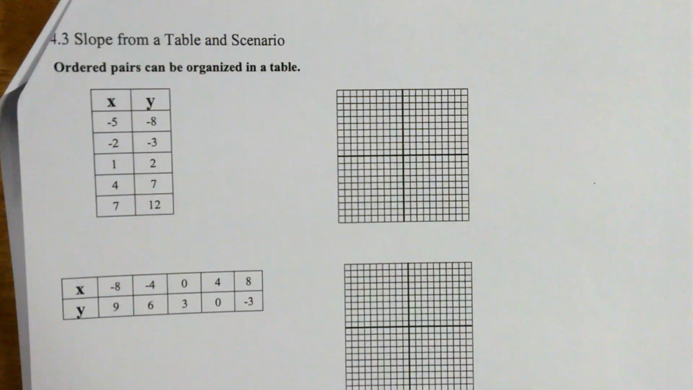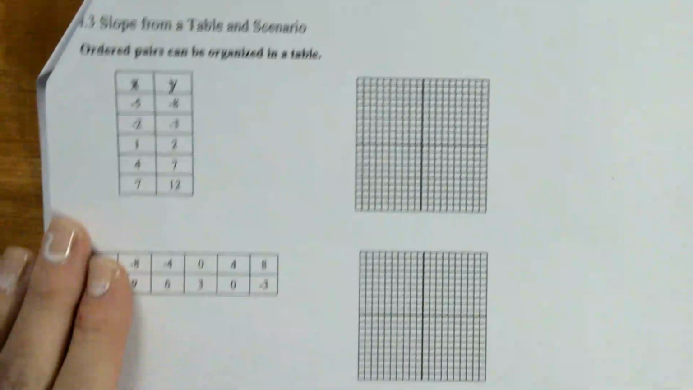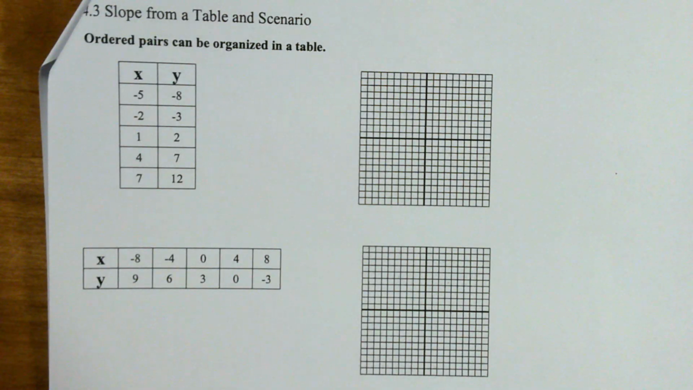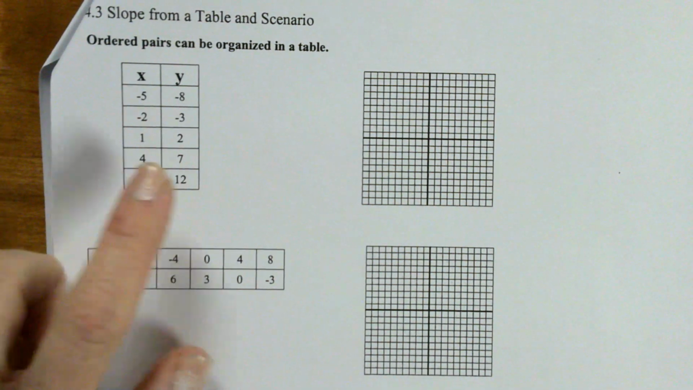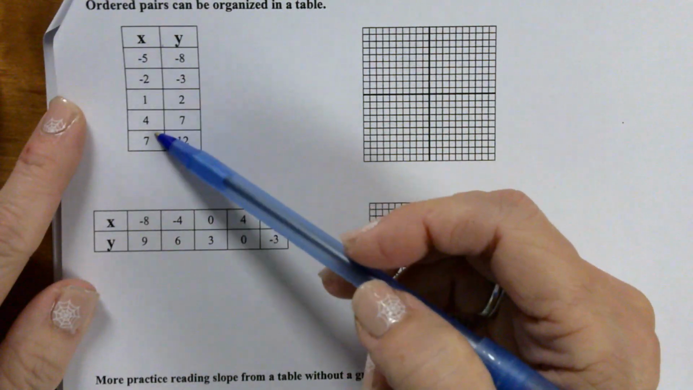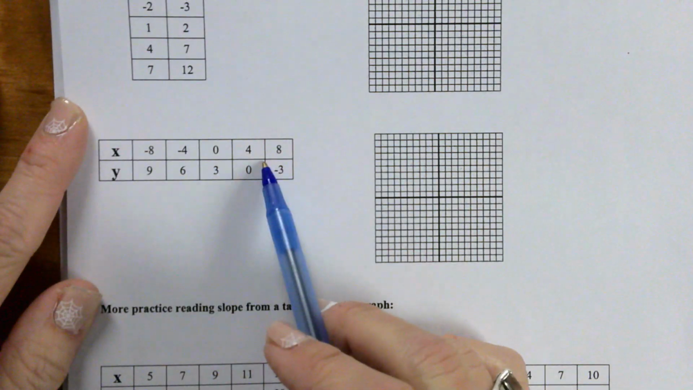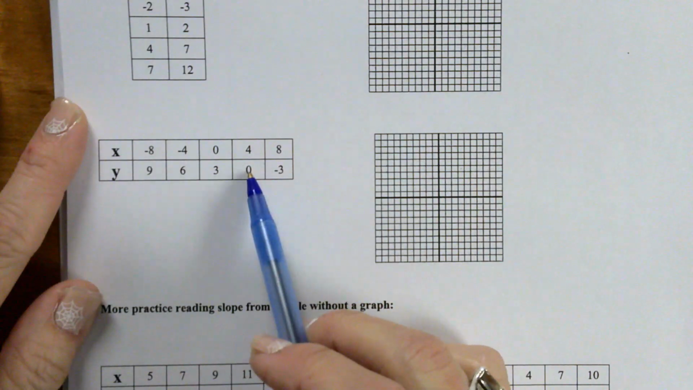Okay, so here we go. Ordered pairs. Now, if you are given a bunch of ordered pairs, you can put them in a table. Tables can be given to you like this, and tables can be given to you like this. And you need to be quite mindful.